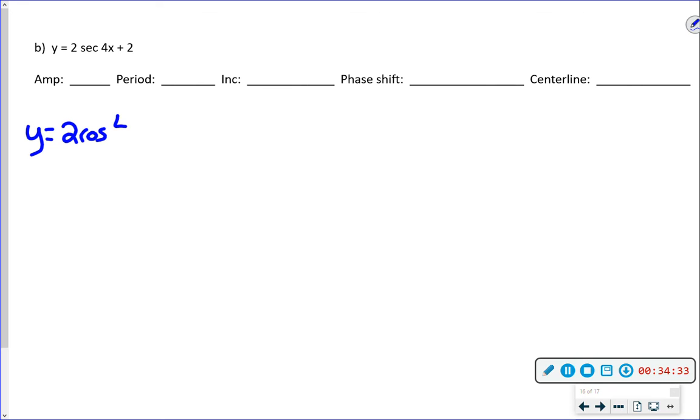Okay. So amplitude, of course, absolute value of A. A is 2, the lead coefficient. Period, 2 pi over, what's ours? 2 pi over 4, so pi over 2. Increments. What's the period divided by 4? You're welcome. That was my sarcasm. Phase shift. There is none. There's nothing specifically added to x. There's no parentheses. You can write none or cross it up. I don't care. Center line. 2. We have the vertical shift up to 2.